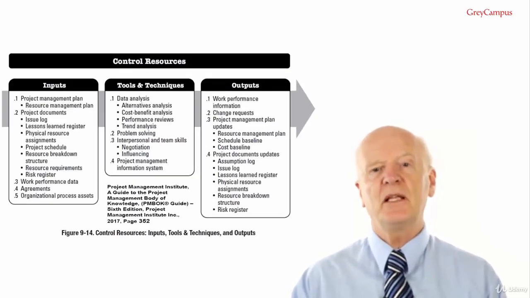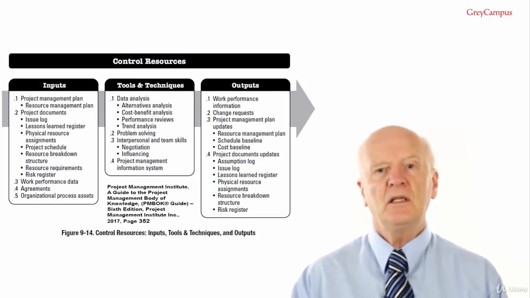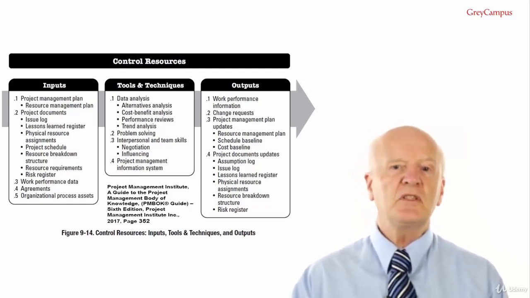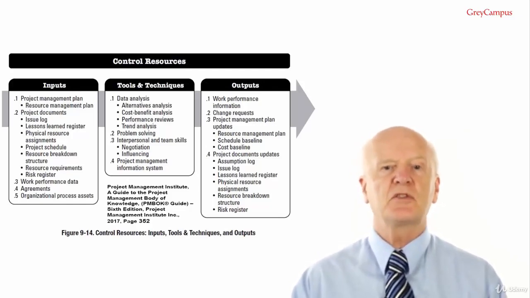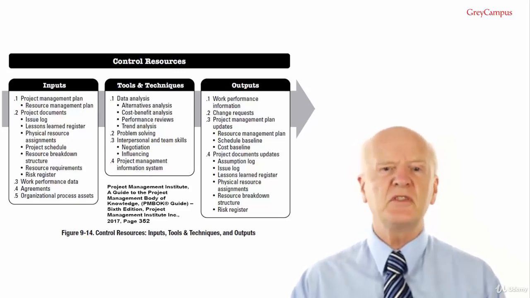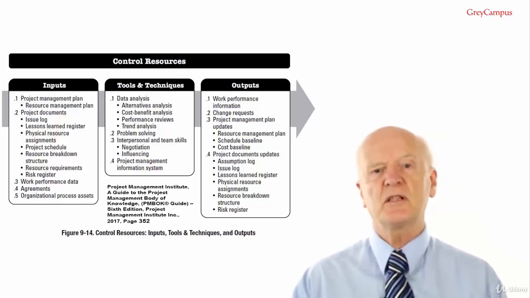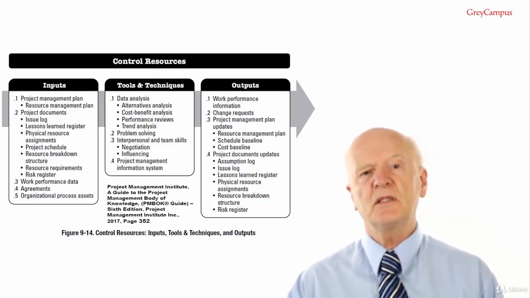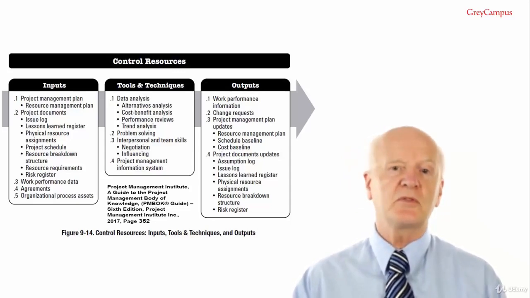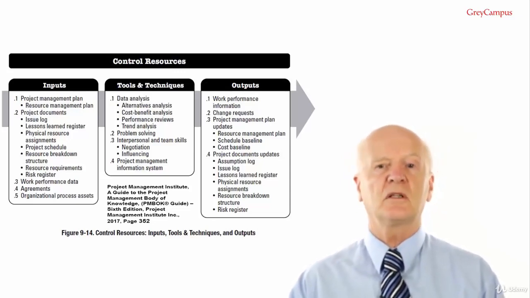Control resources inputs. Number 1, project management plan. The components include the resource management plan. The resource management plan provides guidance on how physical resources should be used, controlled and eventually released. Input number 2, project documents. The project documents that can be considered as input for this process are the issue log.